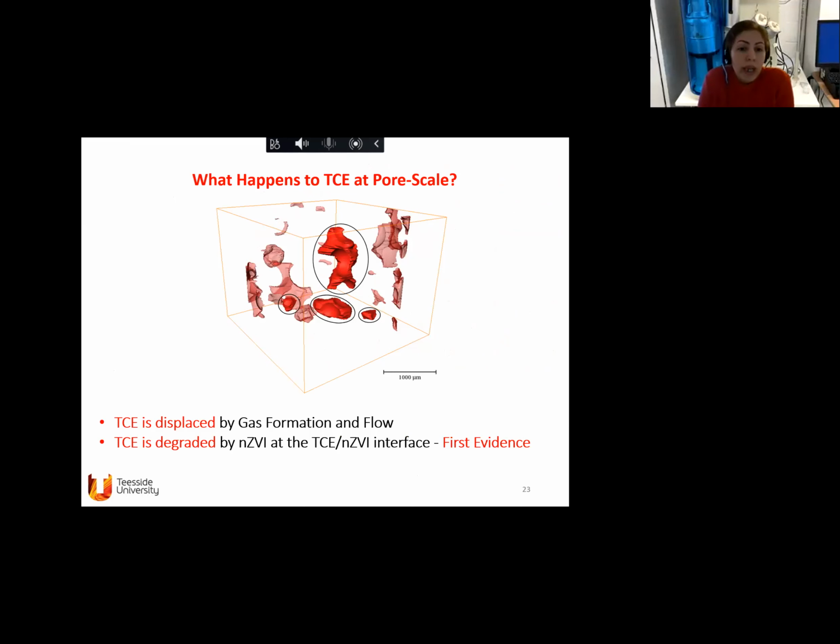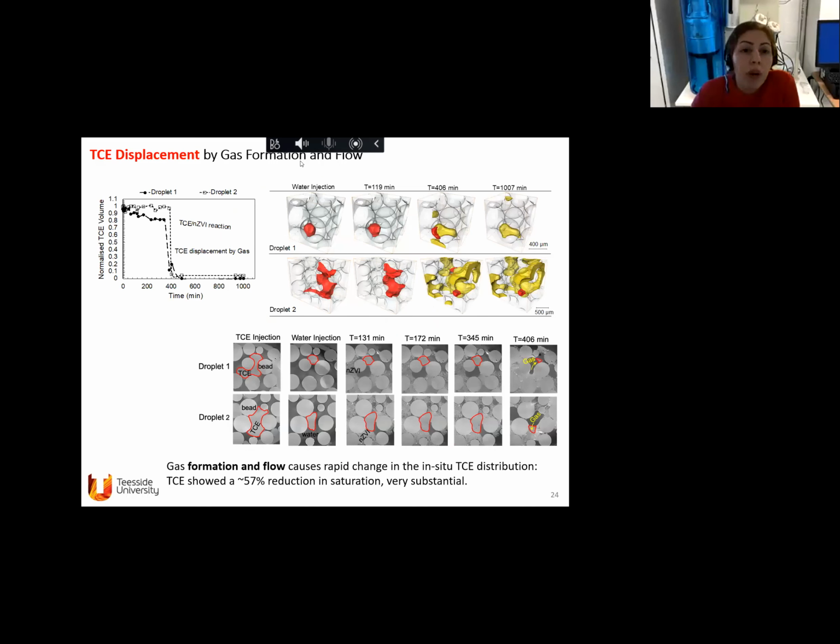So at pore scale, what you can see is that we identified 2 main mechanisms that are contributing to all of the dynamics that I showed you. The first one is the gas formation and flow. And the second one is that we actually noticed there are some chemical reactions and evidence of degradation that is happening at the interface of the contaminant phase and the nanoparticle phase. But this is a much slower process, which I will show in a bit. So the first one is displacement directly by the gas phase.